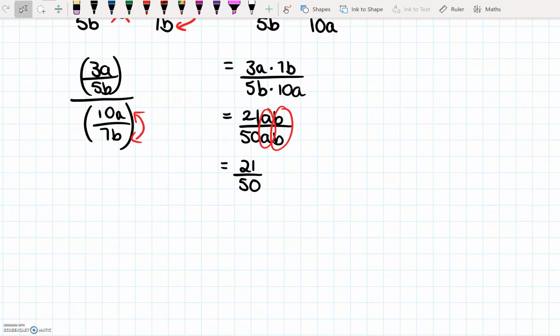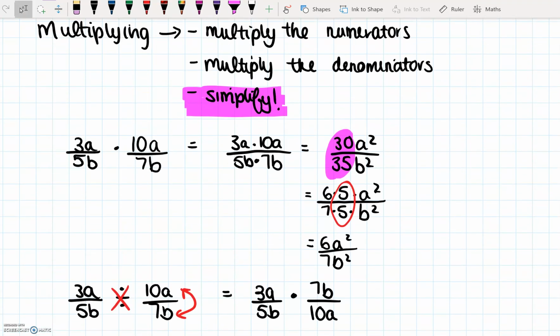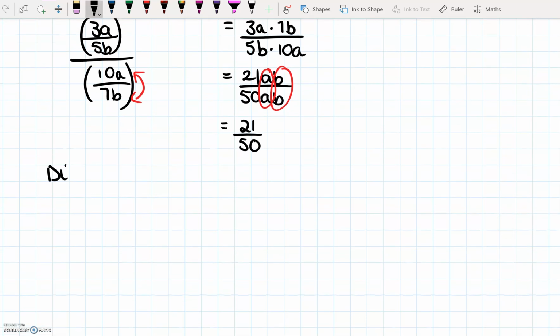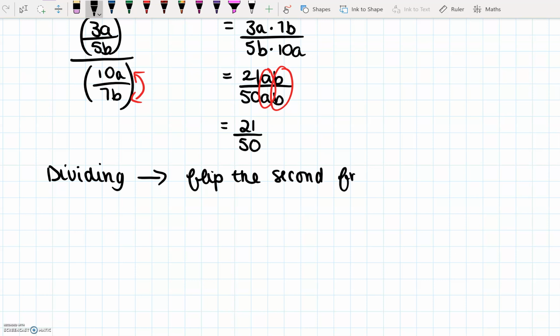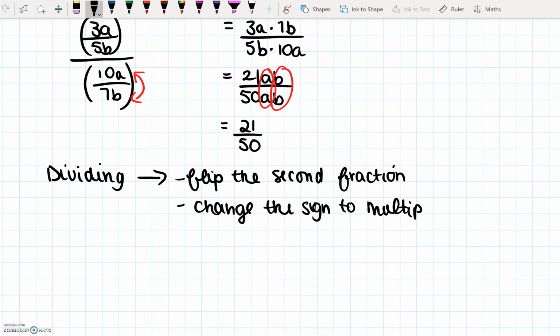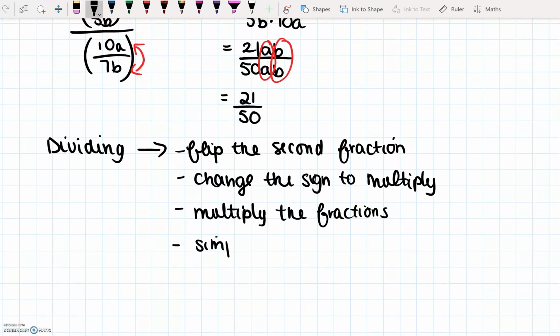So let's just write those steps down. Dividing, we flip the second fraction, change the sign to multiply, multiply the fractions, and you're going to use what steps you just did before to do that, and then simplify. So these are our steps for dividing fractions.